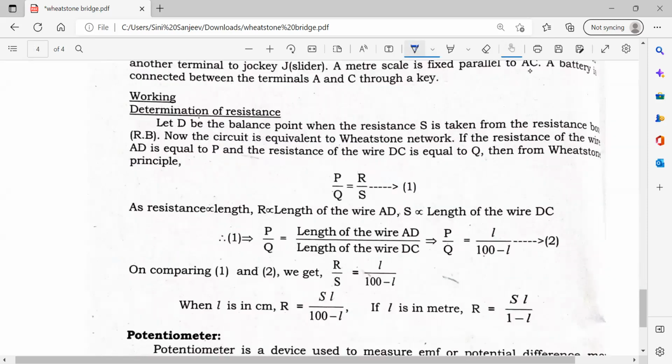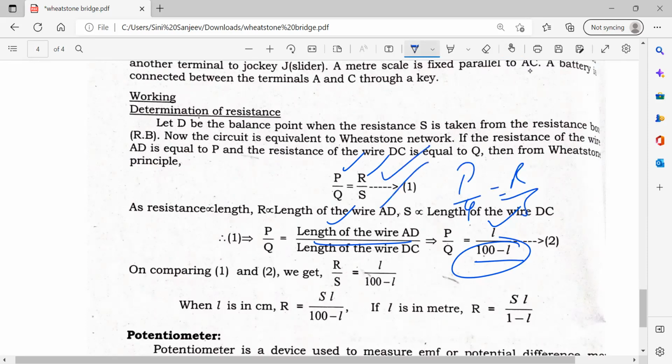So just write P by Q is equal to R by S. What is P? Length of wire AD. Q is again the length of the resistance wire, 100 minus L. P by Q is equal to L by 100 minus L. And P by Q is equal to R by S, the one you just derived. So R by S is equal to L by 100 minus L. Multiply by S here: S into L by 100 minus L. This is not 1 minus L, this is 100 minus L; it is a printing mistake. That's it. So it's all for the determination of resistance.